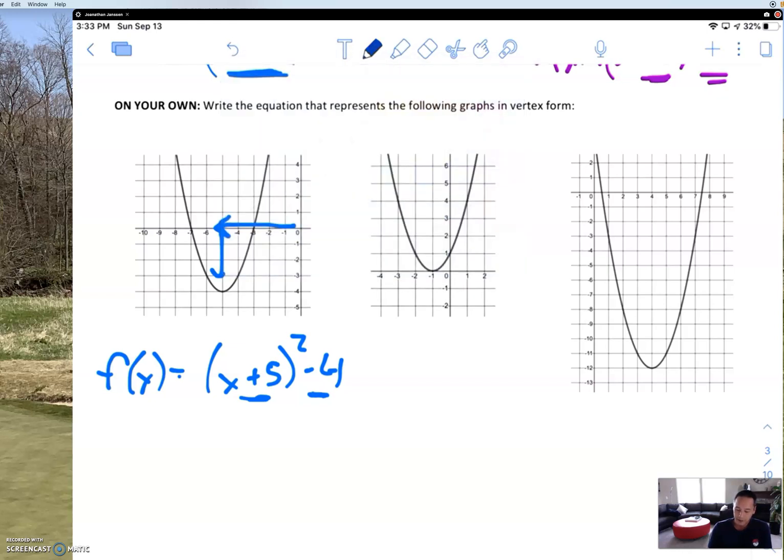For the next one, the only thing that's happening to it is it's sliding to the left by 1. So to make it slide to the left by 1, we have to do (x + 1)^2. And then it didn't go up or down, so that's all it's going to be. So I'll put equals f(x). Doesn't matter which side I put equals f(x) on.